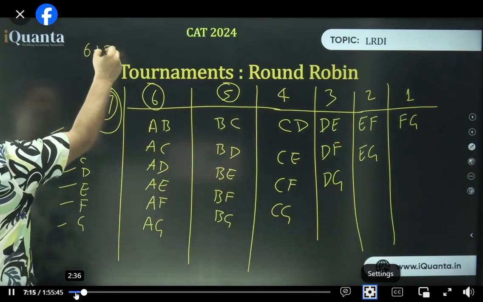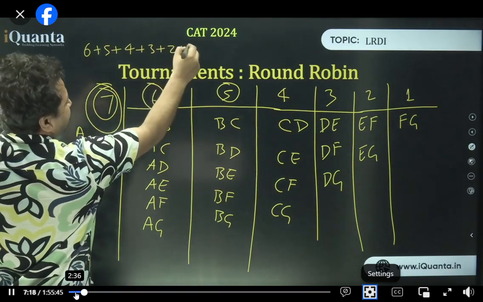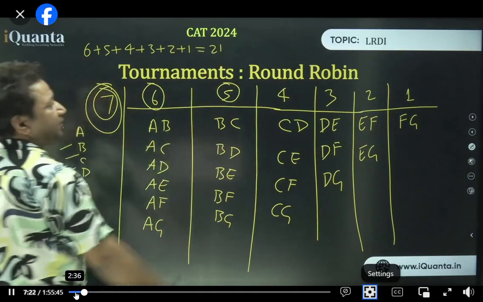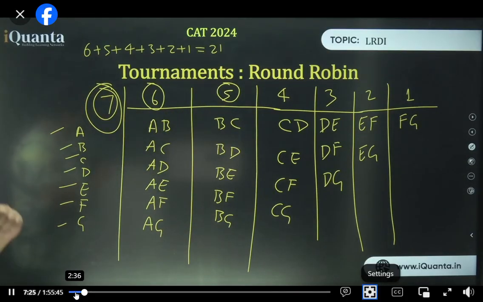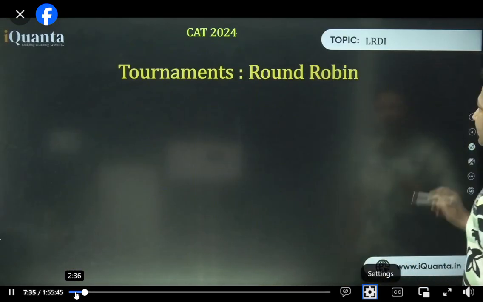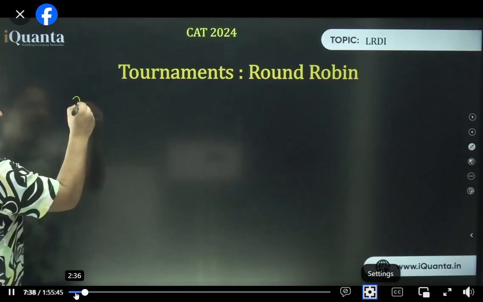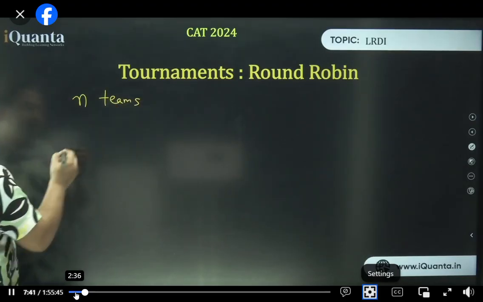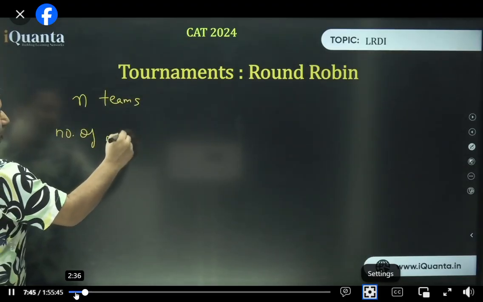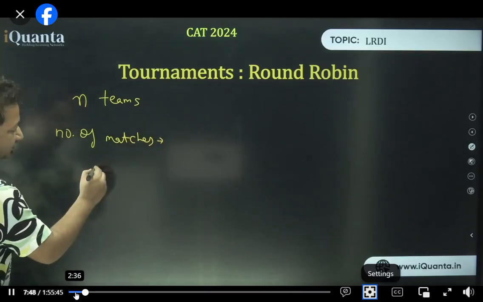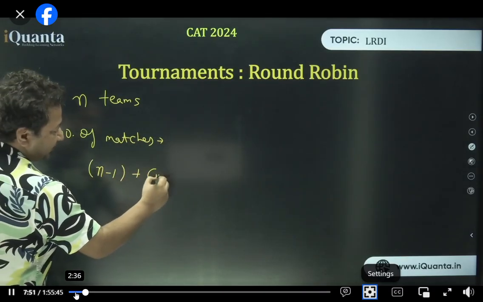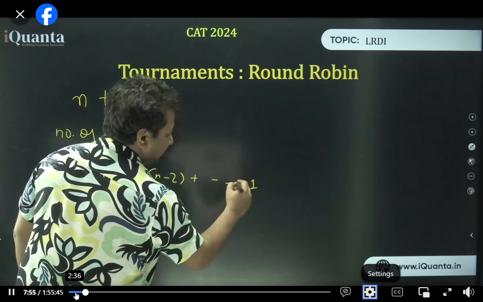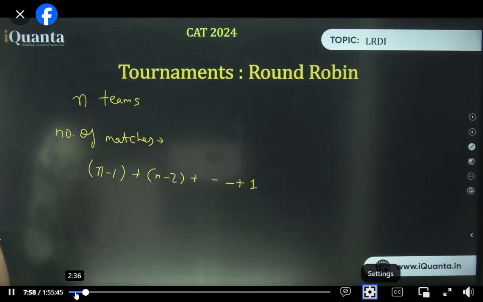All right. That is nothing but how much? 21. 21 matches will be played. Clear? Great. Now, how can we look at it in a different way altogether? So if I want to generalize the statement, if there were n teams in total, then the number of matches played in round robin format was equal to how much? n minus 1 plus n minus 2 till plus 1. Is that right?